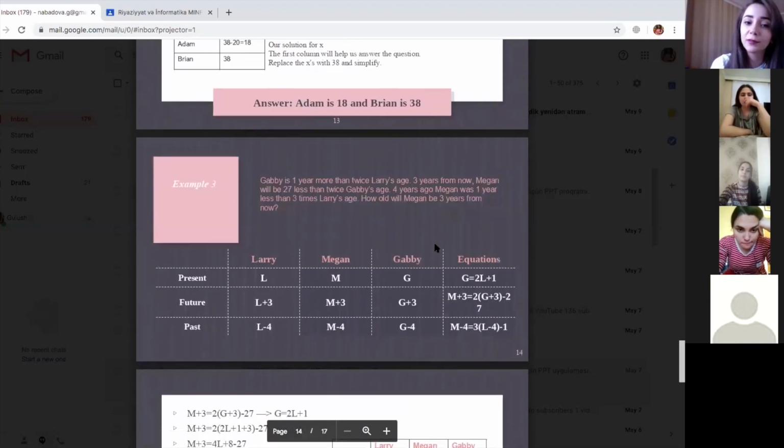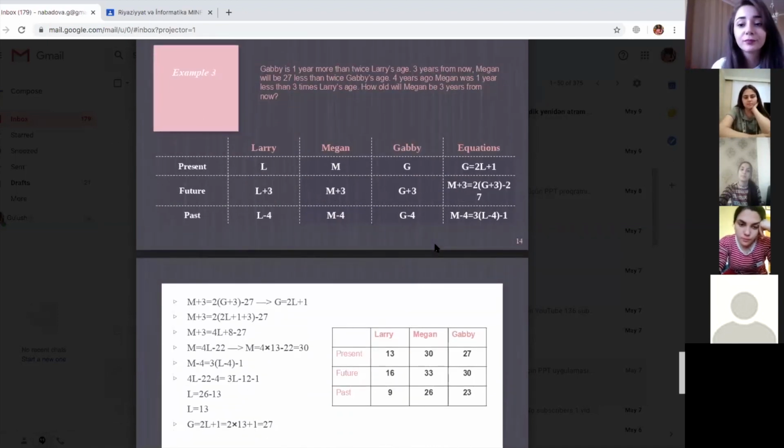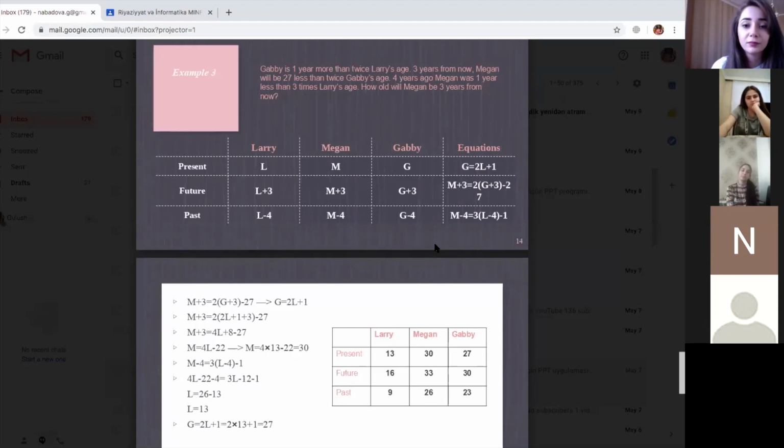example 3. Gabby is 1 year more than twice Larry's age. 3 years from now, Megan will be 27 less than twice Gabby's age. 4 years ago, Megan was 1 year less than 3 times Larry's age. How old will Megan be 3 years from now?